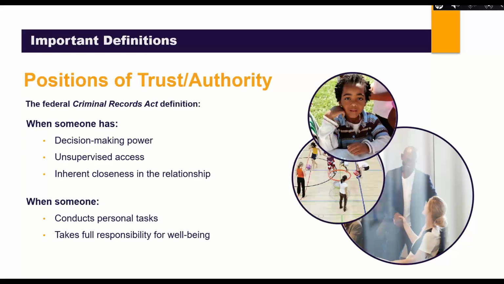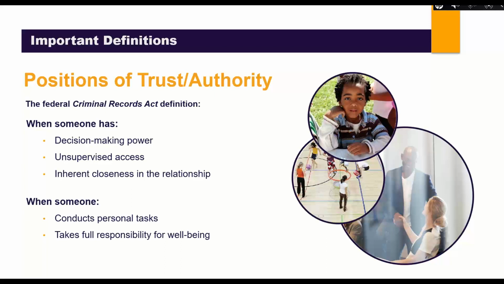So this might be someone like a teacher who has the ability to sway a person's decision-making one way or another, or has the ability to mandate certain things or direct the person to do certain things. The second factor is whether or not a person has unsupervised access to a vulnerable person. So a good example of this might be a coach. They could potentially have a lot of one-on-one or alone time with a person while they're in training.